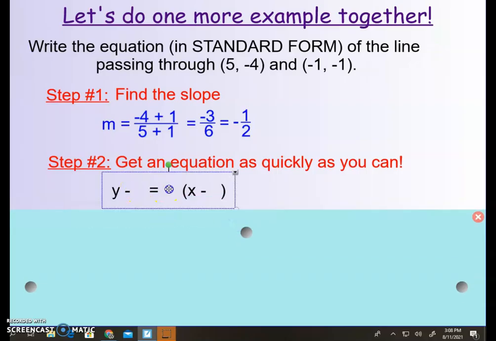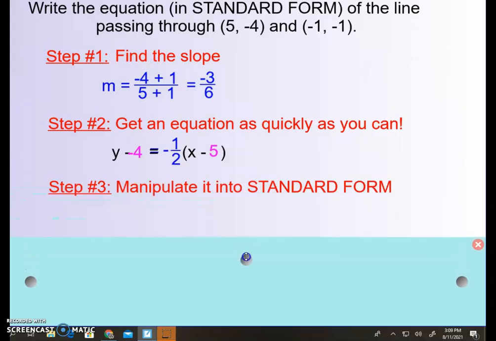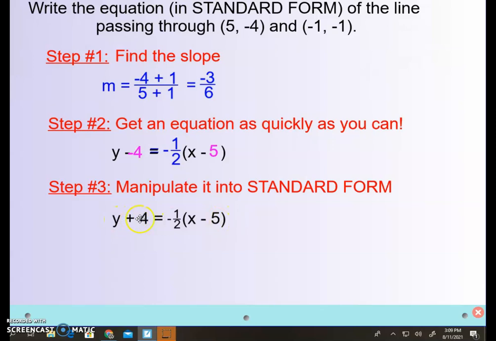I'm thinking you're going to want to maybe put in that slope and pick a point. It doesn't matter which one. Maybe you put 5 in for the x and -4 in for the y. Great. There's your equation. And now that you have an equation, you can manipulate it into standard form by doing the math. We take this equation. Remember, it's y plus 4 because 2 negatives make a positive. I'm assuming you're going to distribute.